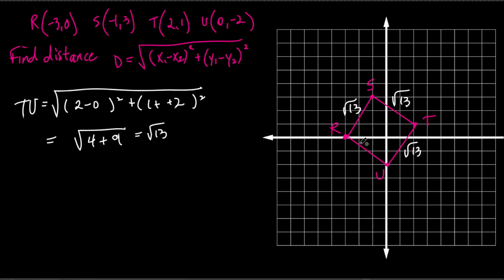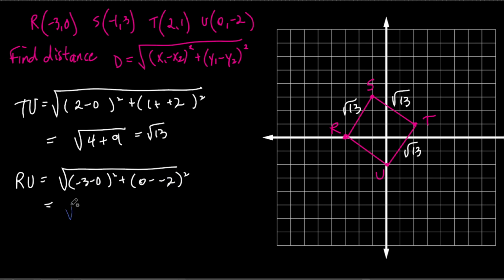All right? Let's do it one more time. We can go as fast as we can write now, probably. You think so? I don't think so. RU, it's the first one over here and the last one right here. So let's subtract the x's. It's -3 minus 0. And let's subtract the y's. It's 0 minus -2. Guess what happens? This is -3 squared is 9. This is +2 squared, which is 4. And lo and behold, we get the square root of 13.